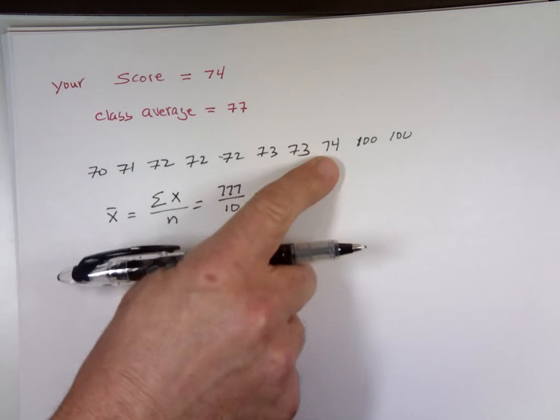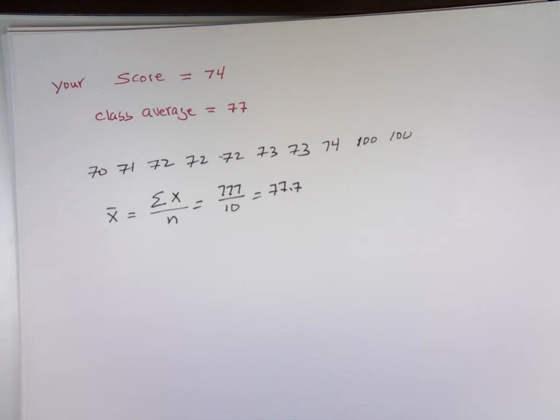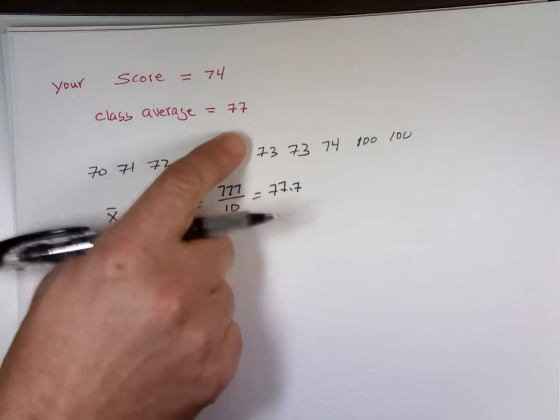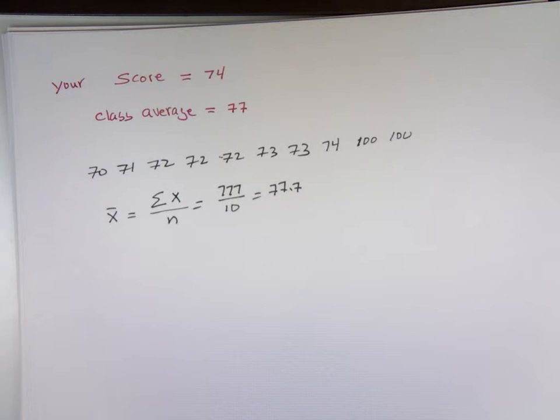Look at you, 74. You're the 3rd highest score in the class. But you're thinking that because your score is 74 and the class average is 77, you must not be doing well in the class. You're in the bottom half. It's not. You're in the top half. This is the top half, right there. So the class average and your score by themselves don't tell you how well you do in relation to the class.